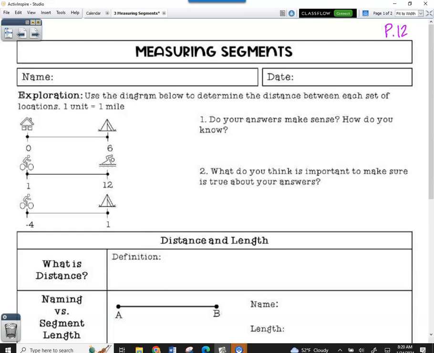Try it with this one and this one as well. Notice this is saying, like, if this started at 1 and this runs to 12, they want the distance between. If this started at -4 and runs to 1, they want the distance between. Okay? So take a second, answer that.